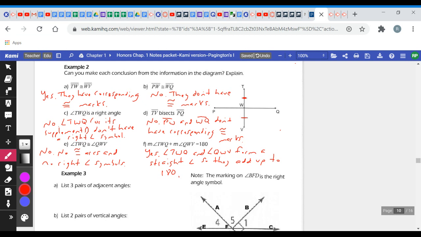On B, it's talking about PW and WQ. So it's referring to here and here. And I would say no, because they do not have congruent marks and they haven't given me any other indication to know that they are congruent to each other. Erase those marks so we can talk about some others.